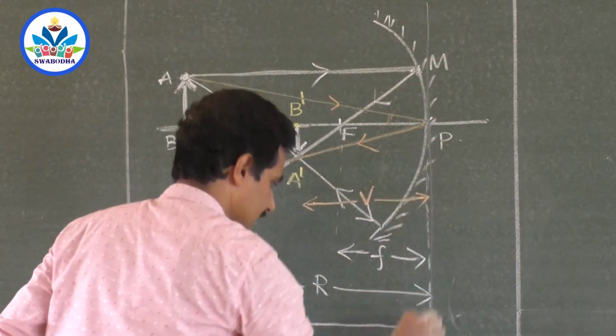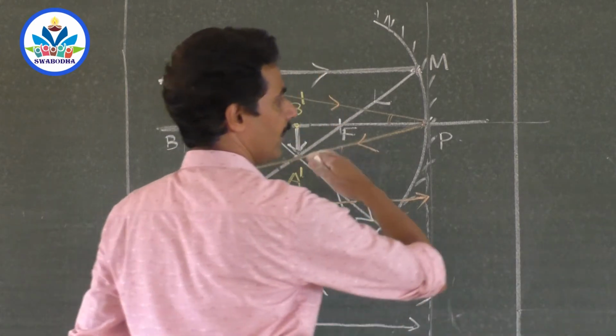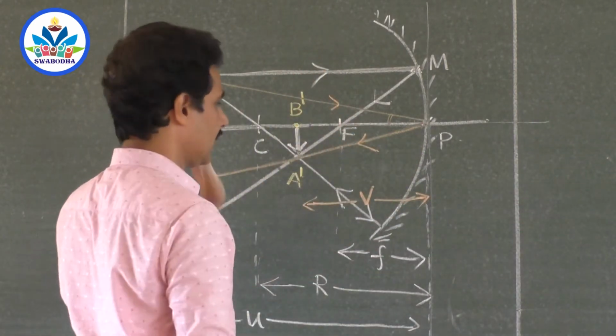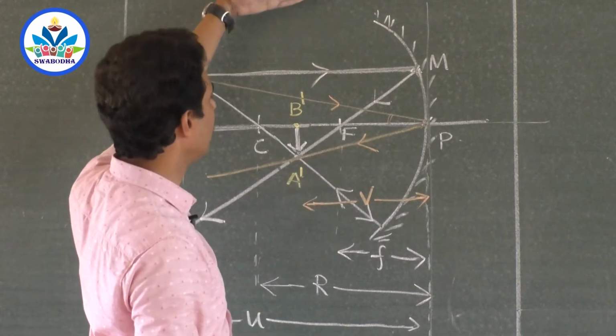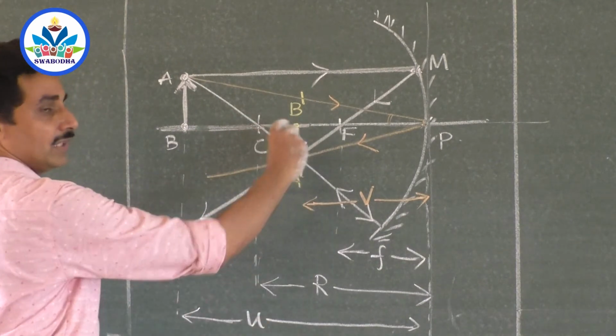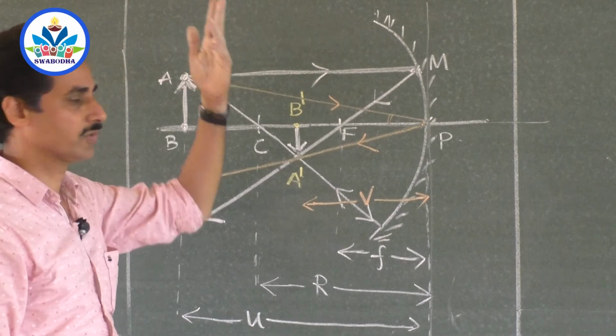Simply divide this into two coordinates. Whatever is coming on the right hand side, positive. Coming on the left hand side, negative. Coming up, positive. Coming down, negative. Height of the image, negative, because it is below the principal axis. Height of the object, positive.